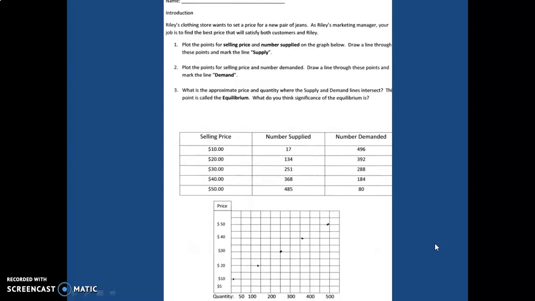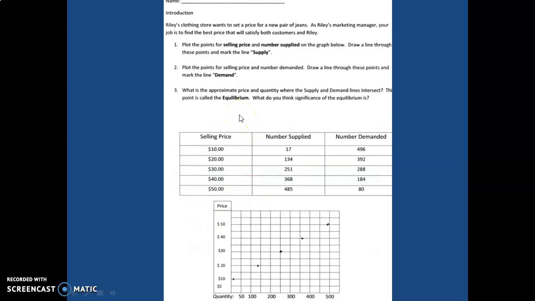You may want to complete your worksheet in pencil in case you need to do any erasures. That's perfectly fine, but do the worksheet first and then listen to this video. Now, in this assignment we have Riley's Store. Riley's Store is going to sell jeans, and Riley is considering various pricing points. How much should he sell the jeans for?